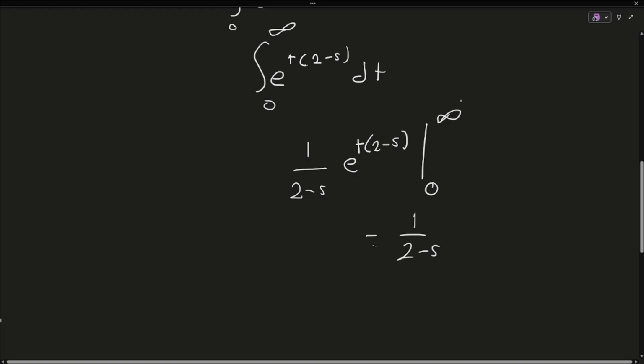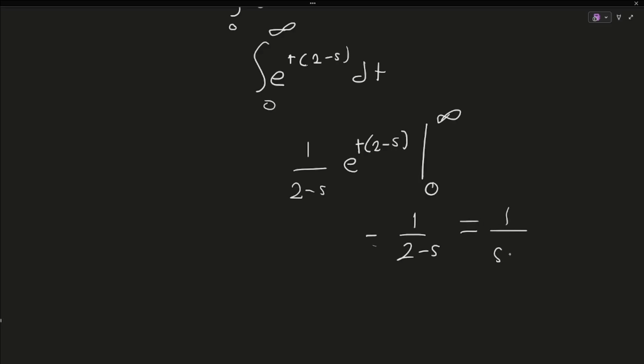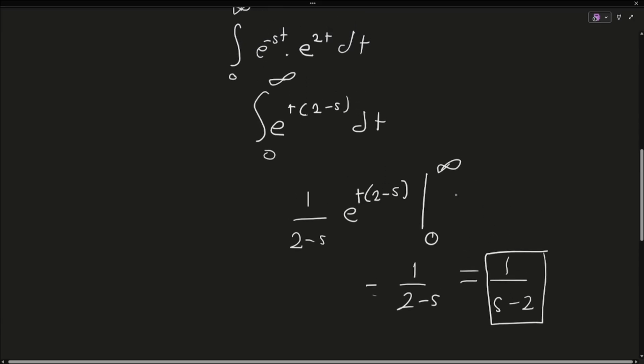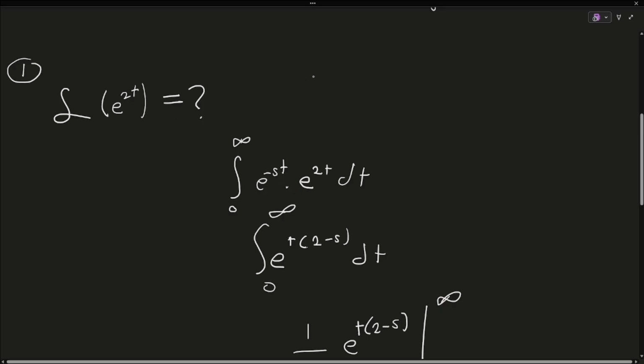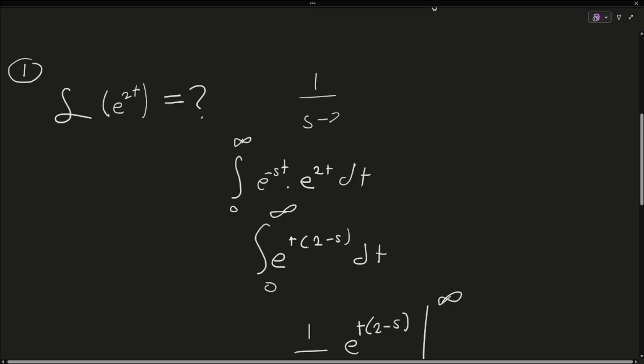When you try to substitute infinity into this limit, it will provide you with infinity, but you're going to ignore that because you don't want divergence. Now we're going to put a minus because we're subtracting the second bound and get negative 1 over 2 minus s. That's actually equal to 1 over s minus 2. So what we found is the Laplace of e to the 2t is 1 over s minus 2.